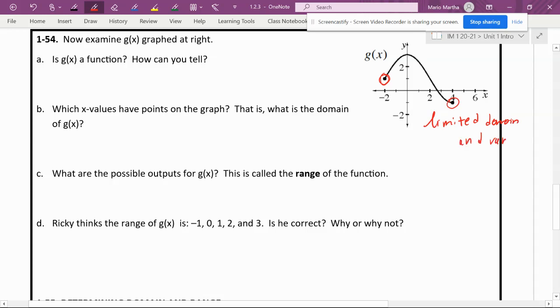So pretty much that means that it has a stop. It has a start and has an ending. So for sure, when we're looking at the graph in this case, is g of x a function? Let's determine that. How can we tell? All we have to use is a vertical line test. If we draw a vertical line anywhere on the graph, it only touches once. So we can consider that this is a function. It passes the vertical line test.